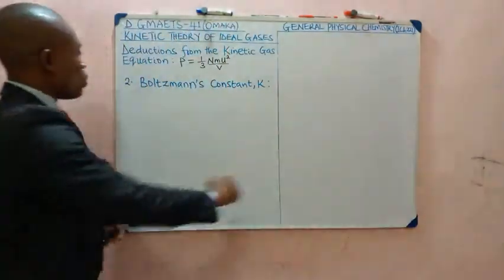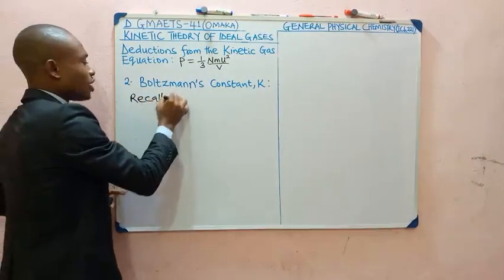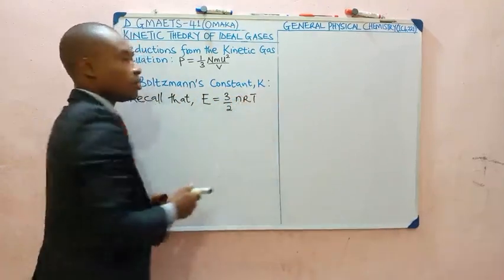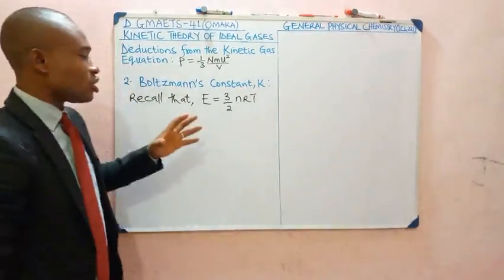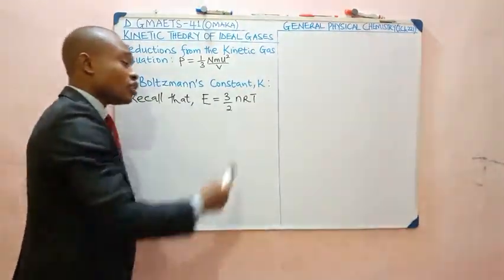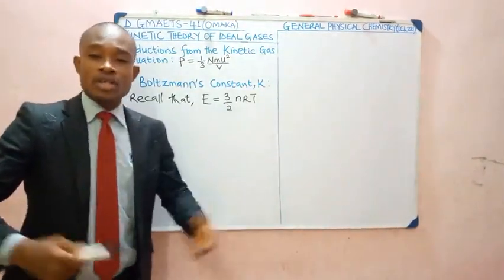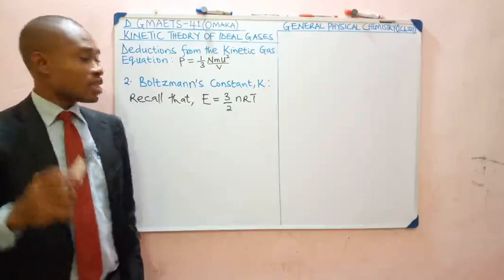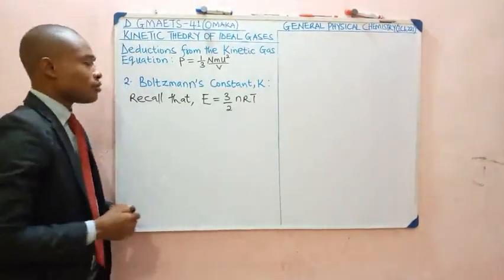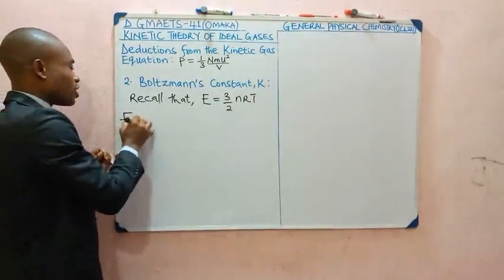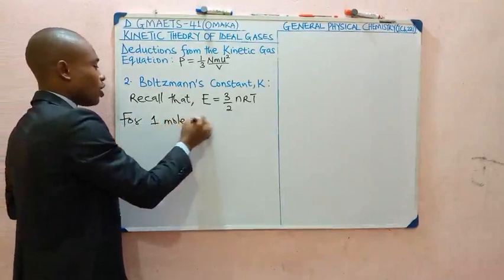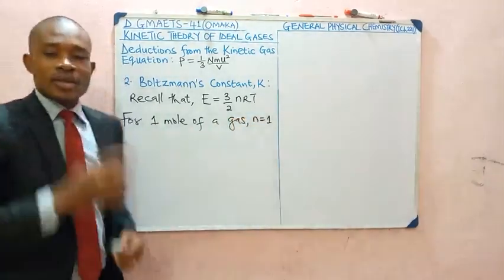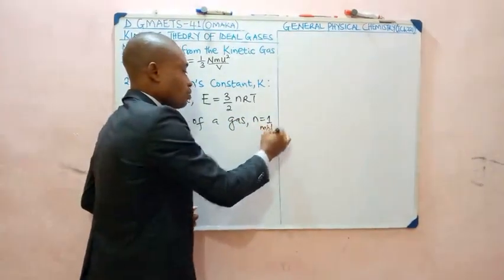Let us find out. We're going to start by recalling that E is equal to 3/2 nRT. Remember this equation, right? This is the energy of translation, also known as the average kinetic energy in terms of n, R and what? T. You actually obtain it as E equal to 3/2 times PV, and pressure times volume is equal to nRT. We know that. Okay, now this is what we want to do. For 1 mole of a gas, we know that n will be equal to 1 mole. Okay, let's put that here, 1 mole.